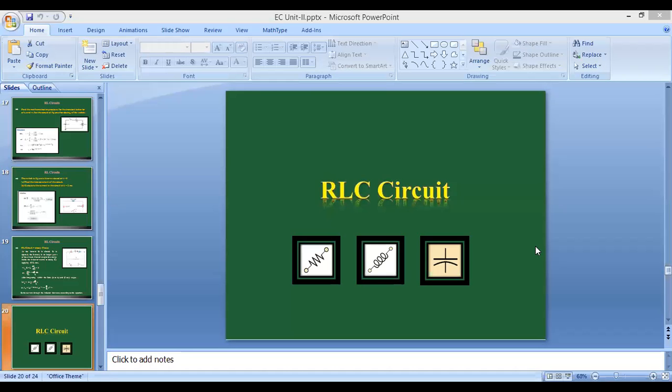Good afternoon. In today's session, we have to study about RLC circuit and the damping. We will wait for other students for 1 minute. Then we will start our today's session. Pranali, is the screen visible? Yes, ma'am. Okay.